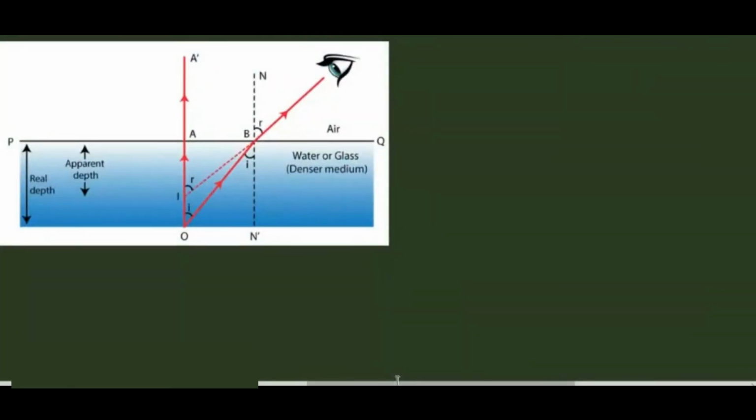See, real depth is denoted by D and apparent depth is denoted by D dash. Here O is the object. Already we know the object is placed in water. Water or glass, whatever it may be, is a denser medium, and the observer is in a rarer medium, that is air. Then we know very well that the object appears to be at a lesser depth than its real depth. This is because of refraction of light.